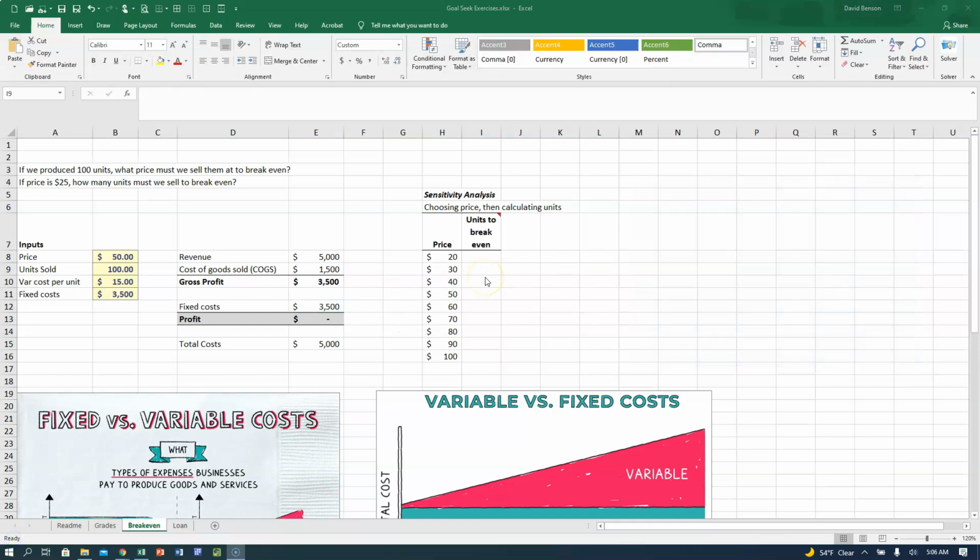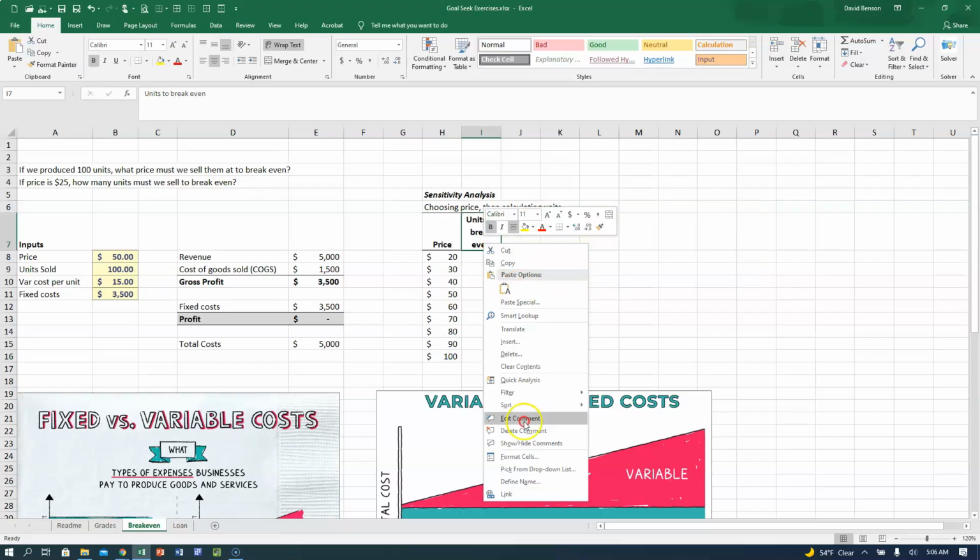over here we're going to do some sensitivity analysis. Here I've got prices going from 20 to 100. Now why did I start at 20? Well, if I set it at $15, and it cost me $15 in variable costs to produce one unit, and I sold it at $15, I'm never going to be able to make up these fixed costs, even if I sell 100,000 units, because I'm not making any money on any of my units. So I started at 20 and I'm going up to 100.